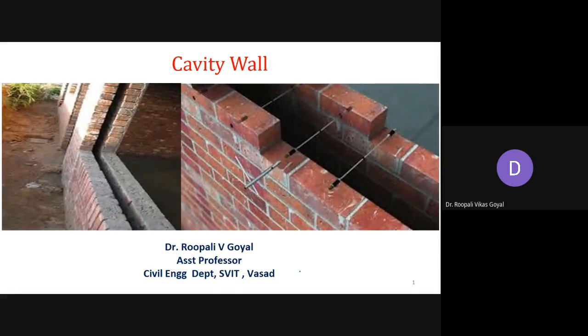Hello students, today we are going to discuss the topic called cavity wall. As the name suggests, it is a cavity, that is, some hollow space between two walls. That is the simple meaning of cavity wall.